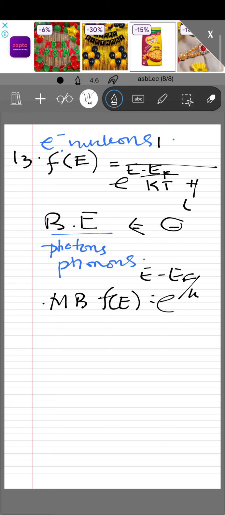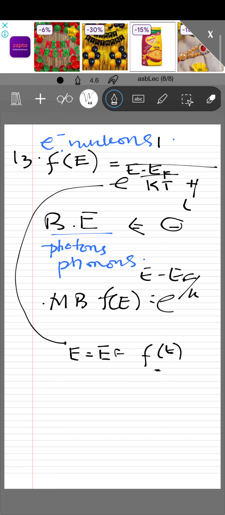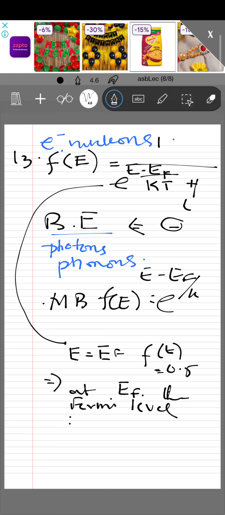Now, if you look at the Fermi-Dirac distribution function at E equal to Ef, the function Fe is equal to 0.5. So it implies that at Ef, the Fermi level in a semiconductor has 50% occupancy.